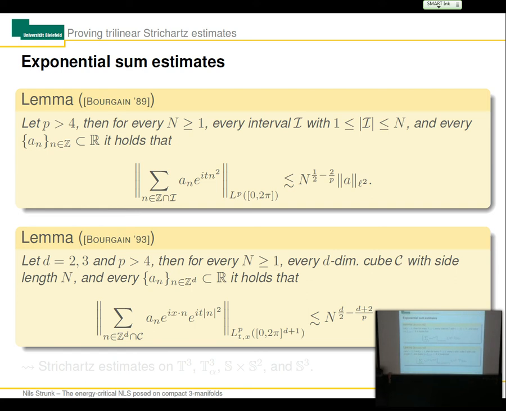And maybe let me just copy this in the case d equals 2 for later reference. So we have the sum where we sum over all the integer numbers in the cube, a_n e to the i n times x, e to the i t n squared. And this time we integrate over t and x, and this is less or equal to, in 2 dimensions, n to the 1 minus 4 over p.